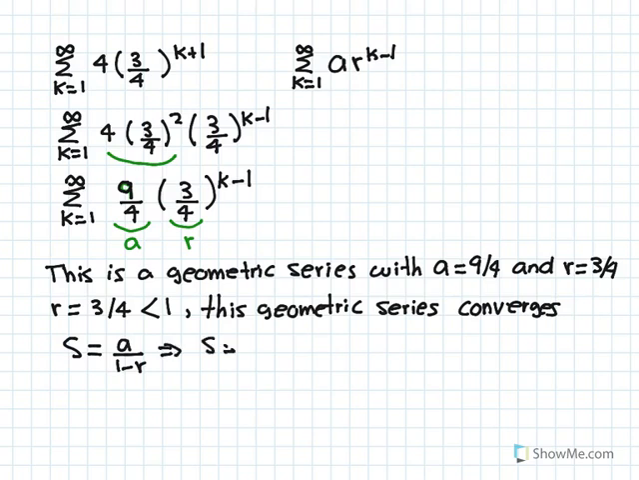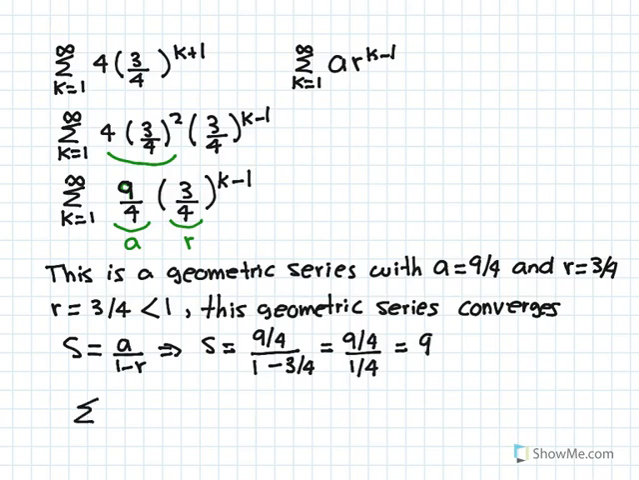So s is equal to a, which is 9/4, the first term, divided by 1 minus the common ratio, which is 3/4. This gives us 9 over 4 in the numerator, and 1/4, if we subtract 3/4 from 1, in the denominator. Simplify this, we get 9 over 4 divided by 1 over 4, that gives us 9.